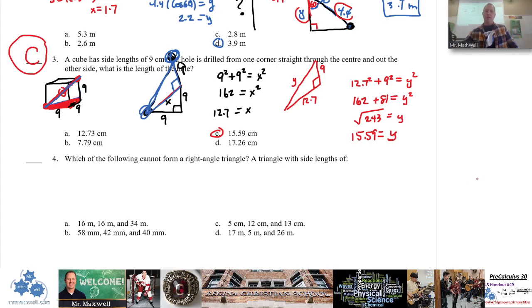All right. Number 4, let's round off this first page. Number 4 says, which of the following cannot form a right-angled triangle? We're given side lengths here. What you have to remember is that a squared plus b squared has to equal c squared. That's Pythagoras' theorem, and c is always the largest value. So in this first one, this is c. In b, this is c, because the hypotenuse is always the largest value. This is c, and this is c. You can just run this through.